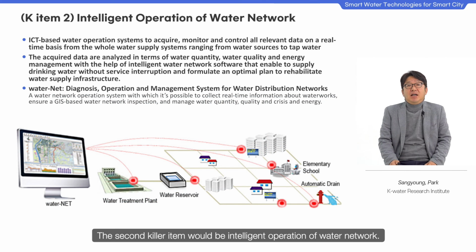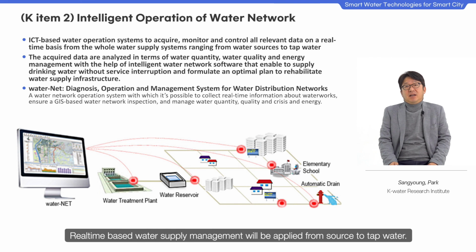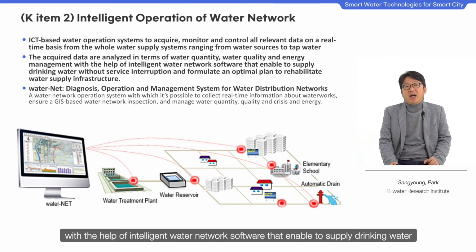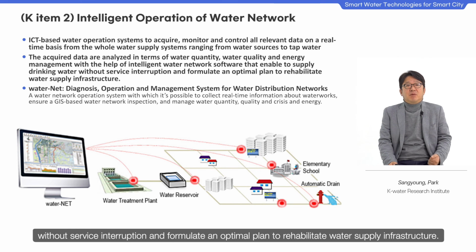The second killer item would be intelligent operation of water network. Real-time based water supply management will be applied from source to tap water management. The data are analyzed in terms of water quantity, water quality, and energy management with the help of intelligent water network software that enables supplying drinking water without service interruption and formulating an optimal plan to rehabilitate water supply infrastructure.